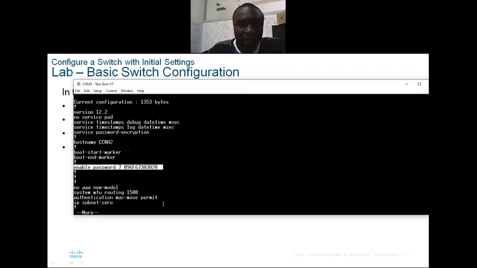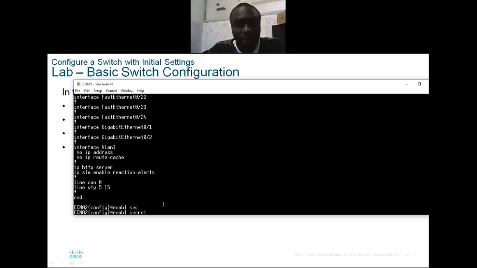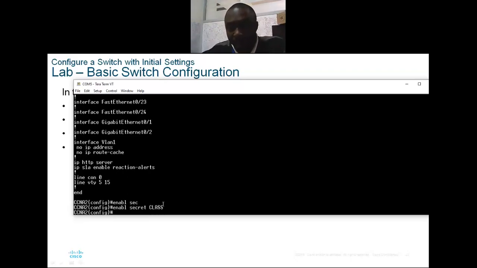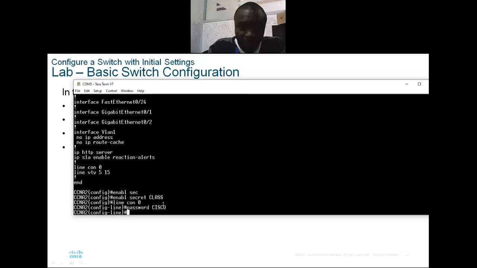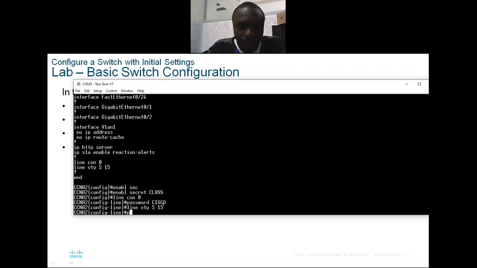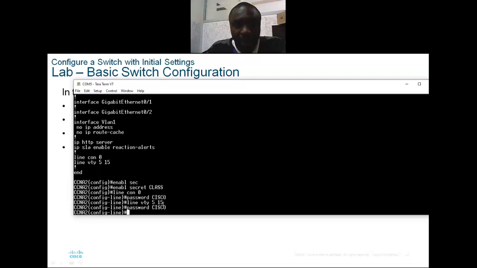Another way to do it, instead of just doing that, you can just say enable secret, then maybe let me call it class. All right, now I have created my password. Then I need to also secure my virtual terminal lines and my console lines, so that anytime I'm logging into the router, I can use them. So I can say line console 0, then password, let's say Cisco. Then line vty 0 to 15, password, let's say class, or whatever we want to use.